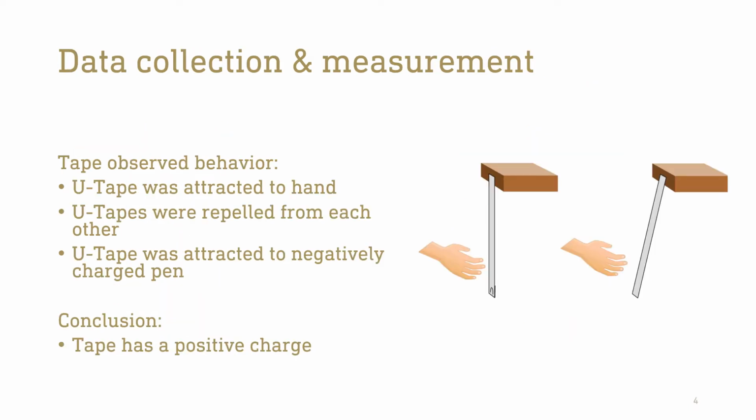The first part of the lab consisted of understanding the behavior of a charged piece of tape. It was found that after charging a piece of tape, it would be attracted to a hand or a pen that had been negatively charged through friction. It was also observed that two pieces of charged tape would repel each other. It was thus concluded that the charged pieces of tape had a net positive charge.